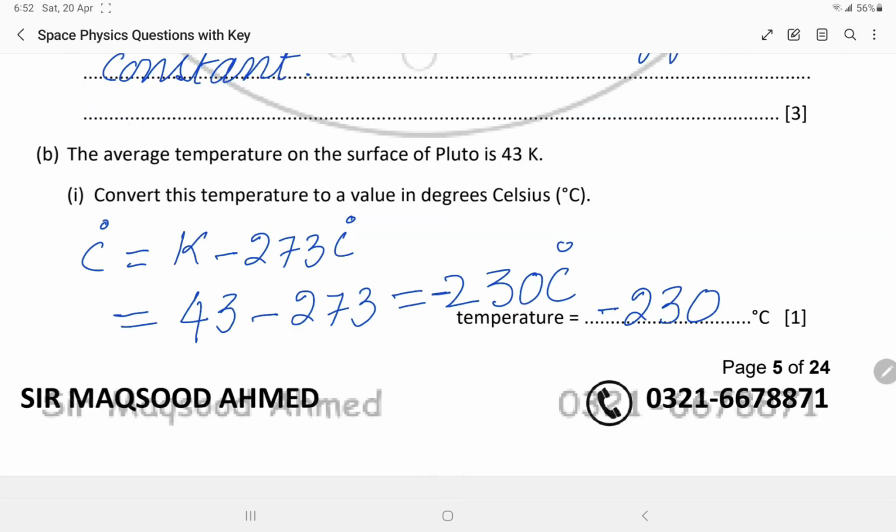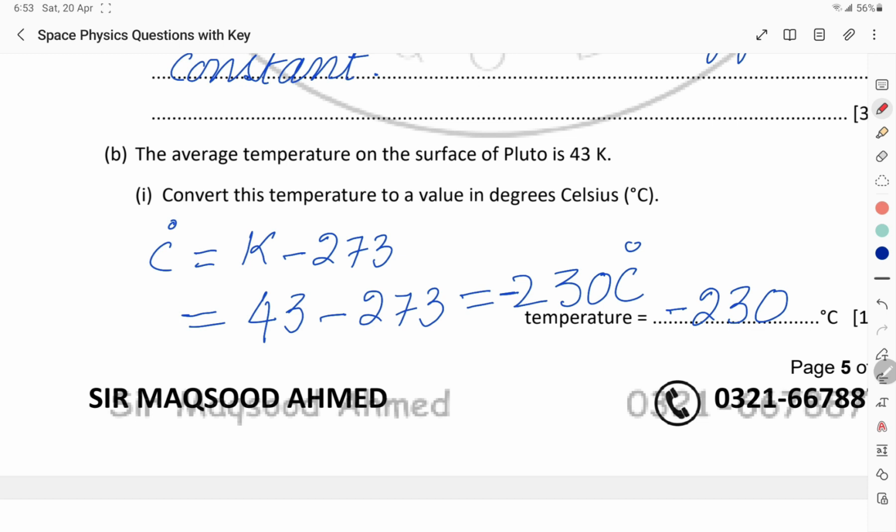Now part B. The average temperature on the surface of Pluto is 43 Kelvin. Convert this temperature to a value in degrees Celsius. Dear students, we have an equation which converts Kelvin to degrees Celsius. That is, degrees Celsius is equal to K minus 273. So our answer is minus 230 degrees Celsius.